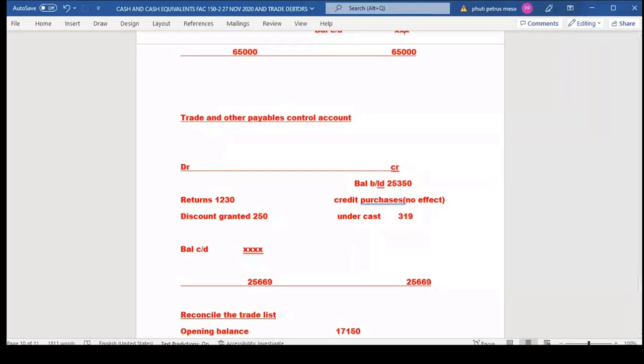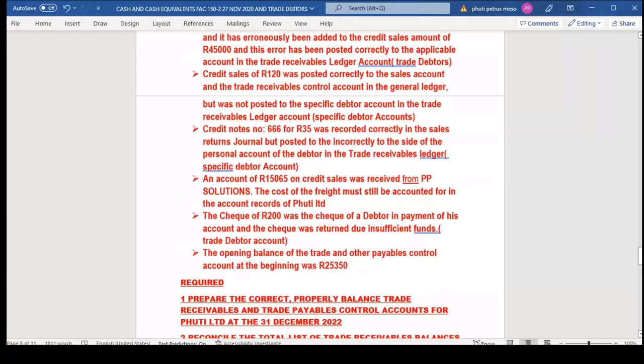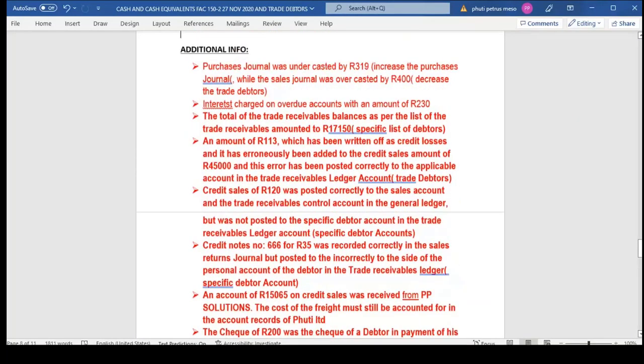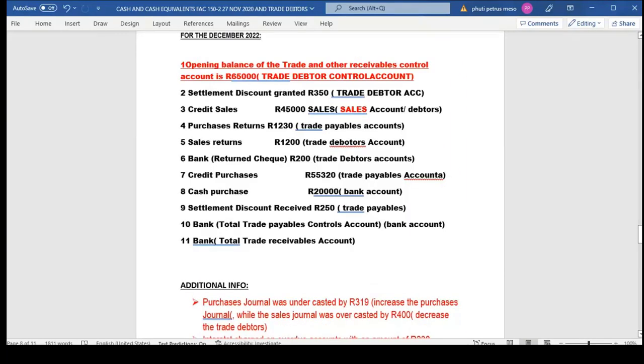Right, we've got a discount that was granted with an amount of 250. Okay, let's go through to the additional information or the trial balance and look at where the 250 is. Can you see number 9? Settlements discount received, 250. The goods were sold on credit and we are receiving the payment earlier than we thought. Obviously, we are going to receive the discount.